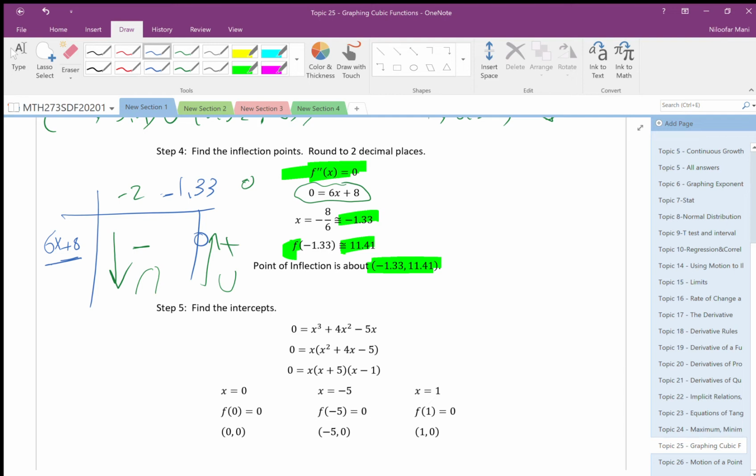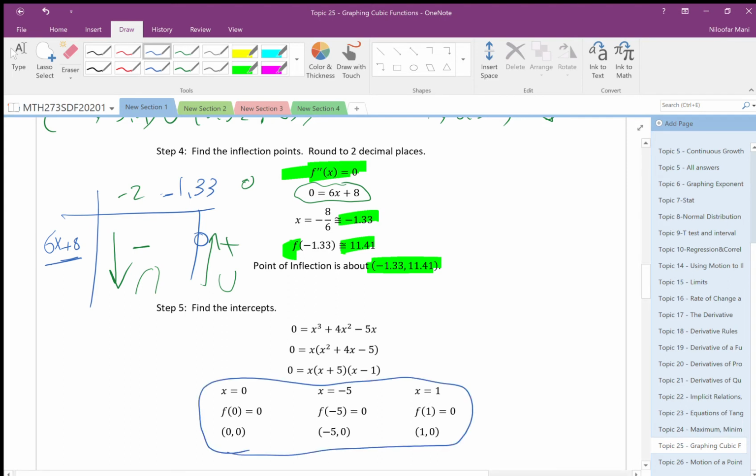Intercept is also very important, because I can see where do I touch x-axis, where do I touch y-axis. How do you find x-intercept? How do you find y-intercept? Okay, for x-intercept you put y equals 0 and find those points. Because you have degree 3, you have 3 points.